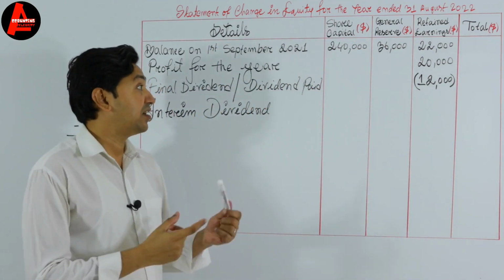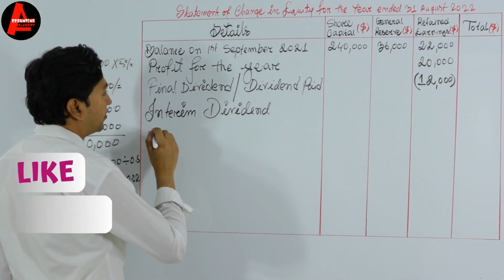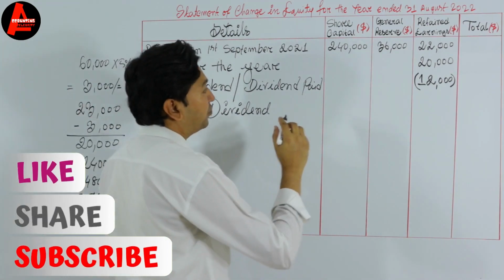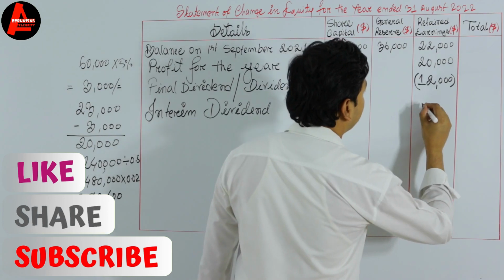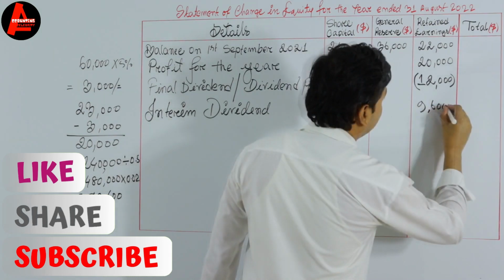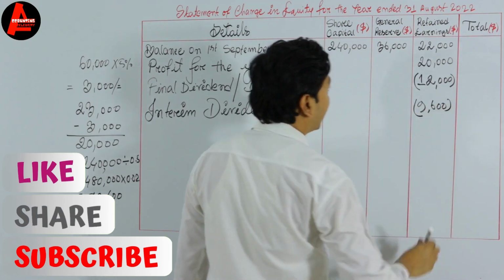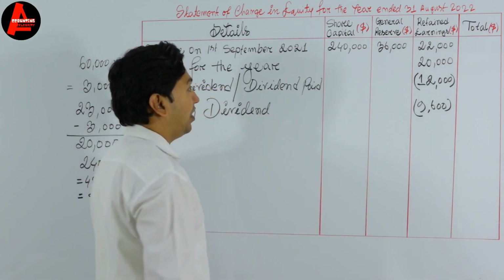Okay, so let us write here. So we will write here the amount, which is $9,600. So this amount also will be subtracted from the total of these two amounts.